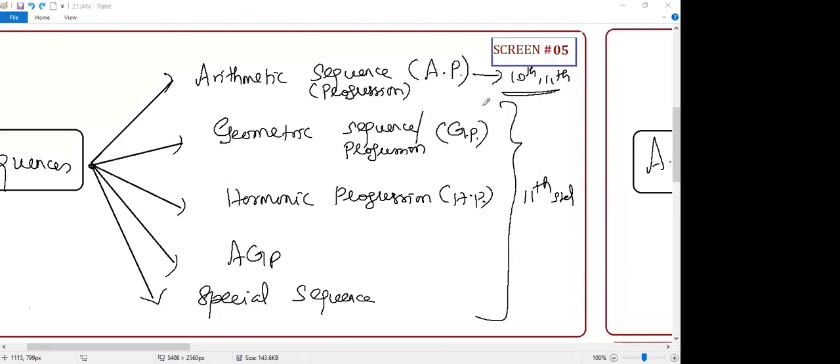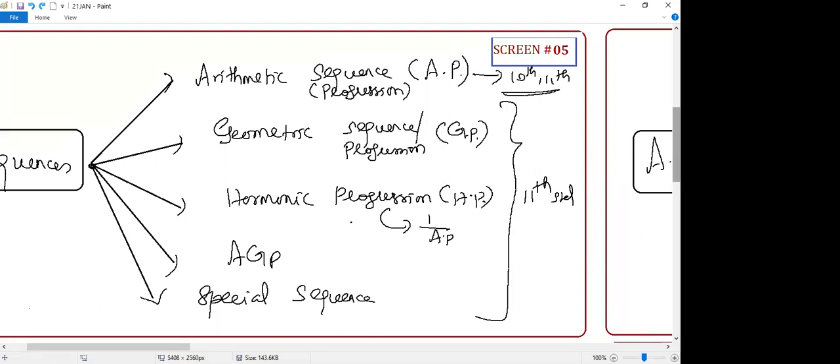Guys, what is HP? If the reciprocal of a sequence is an AP, then the given sequence is called an HP. What a beauty, correct or not? So there is no separate definition of harmonic progression, sir? If 2 is there, then 1/2 is an AP, right, sir?